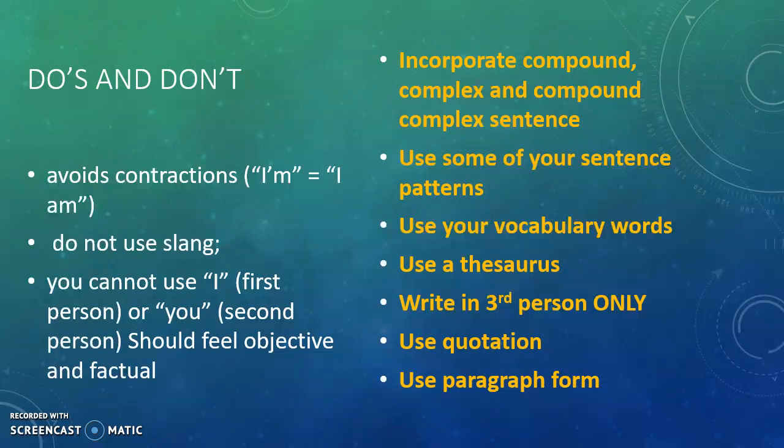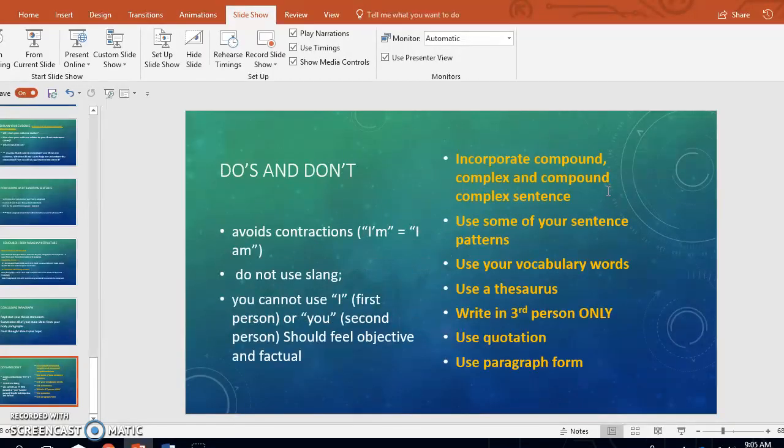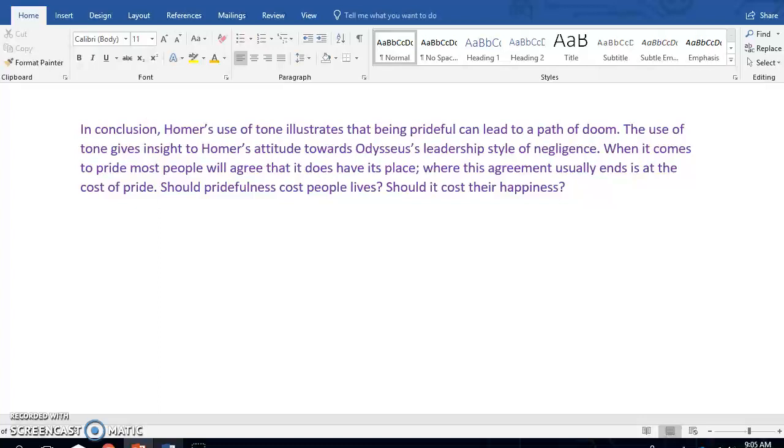All right, let's go to my example, and then you're going to get your surprise. Of course, you need a transition word to let me know this is my conclusion. So yes, you can use in conclusion. Here's mine. In conclusion, Homer's use of tone illustrates that being prideful can lead to a path of doom. I simply restated what I said in the thesis statement. The use of tone gives insight to Homer's attitudes towards Odysseus' leadership style of negligence. That's my summary of my body paragraph.